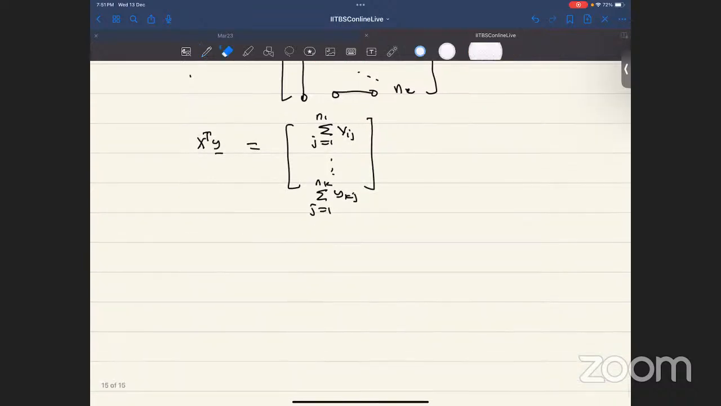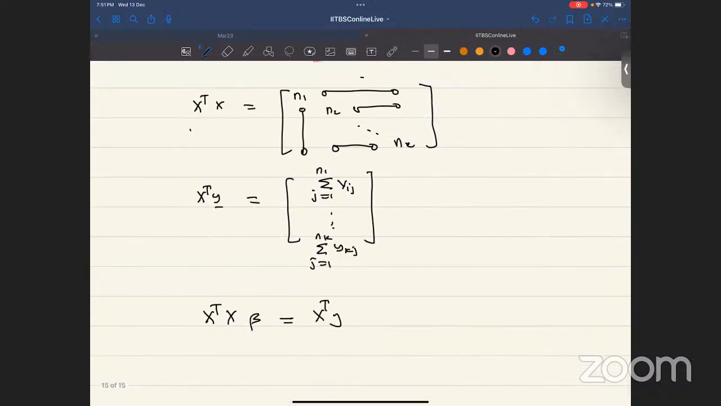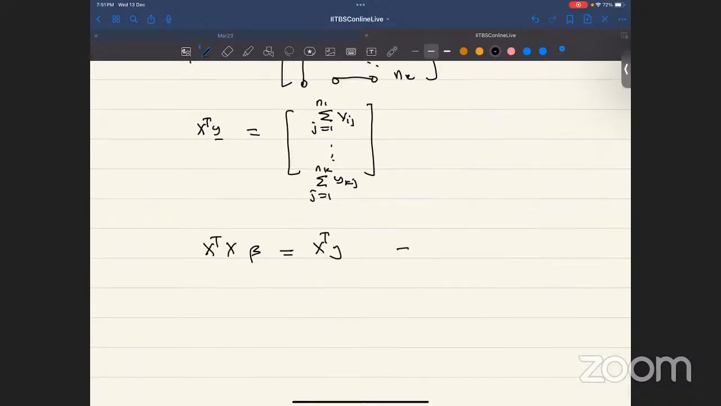And then you want to solve X transpose X beta is equal to X transpose Y. And that's fairly trivial, right? Because it's a diagonal matrix, that would just immediately imply that beta hat i would just be the average, one over ni times the sum from j equal to 1 to ni of Yij. And that's exactly what I wanted anyway.